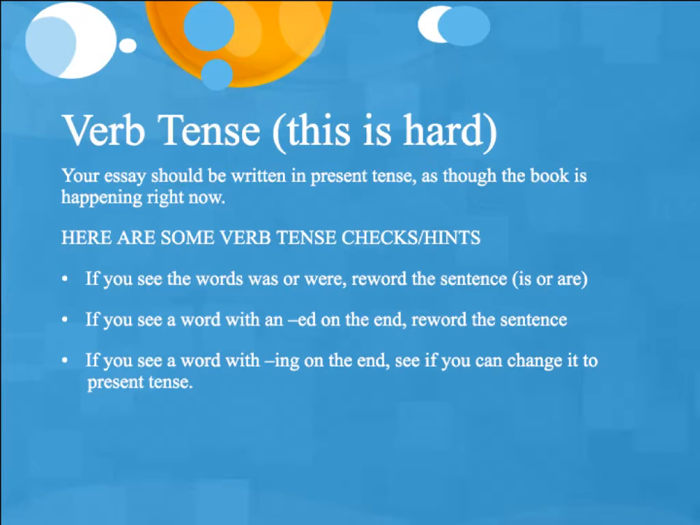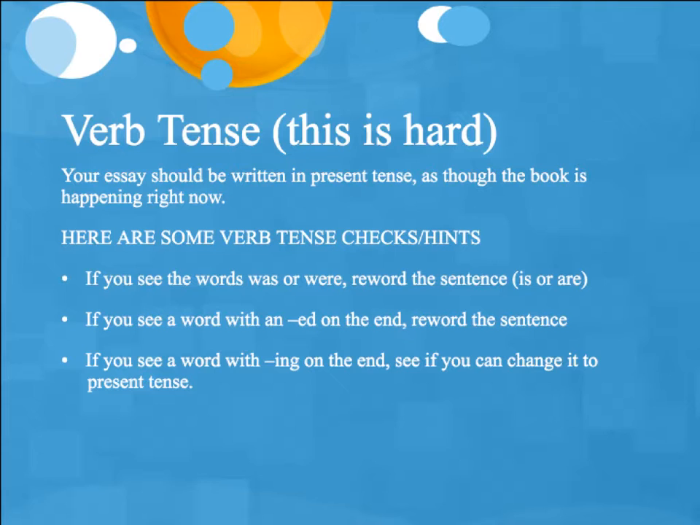Okay, verb tense. This is a little bit harder. This is a little bit more advanced. Your essay should be written in present tense, as though the book is happening right now. Here are some verb tense checks or hints. If you see the word was or were, reword the sentence. Use is or are. Okay?